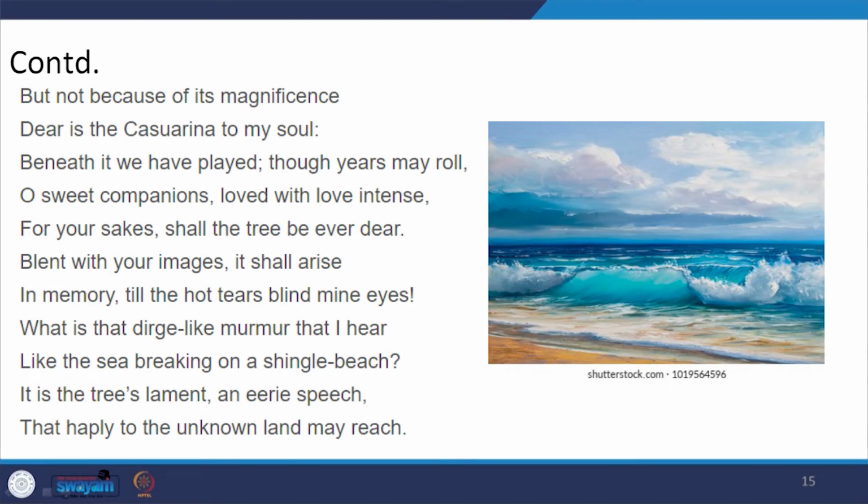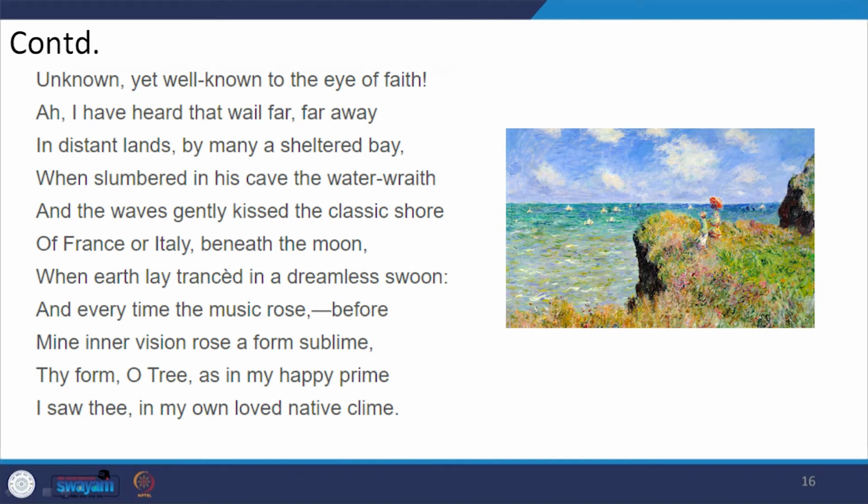So she gets very painful. She actually gets reminiscent of the days that she had spent with her own siblings. Loved with love intense, for your sake shall the tree be ever dear. And then suddenly she retreats, blent with your images it shall arise in memory, till the hot tears blind mine eyes. What is that dirge like murmur that I hear, like the sea breaking on a single beach? It is the tree's lament, an eerie speech that haply to the unknown land may reach. Unknown, yet well known to the eye of faith.